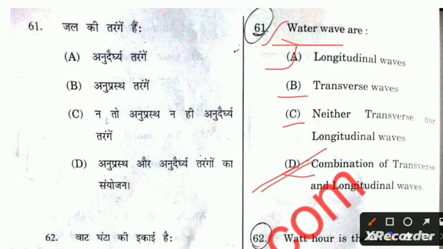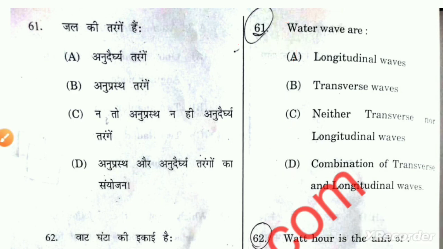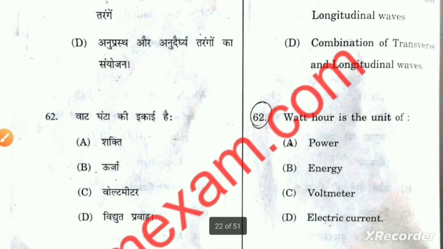Water waves are perpendicular to the direction of propagation and also parallel and along the direction of propagation of waves. It means D option is the right option. Water waves are a combination of transverse and longitudinal waves. So move to the next question.